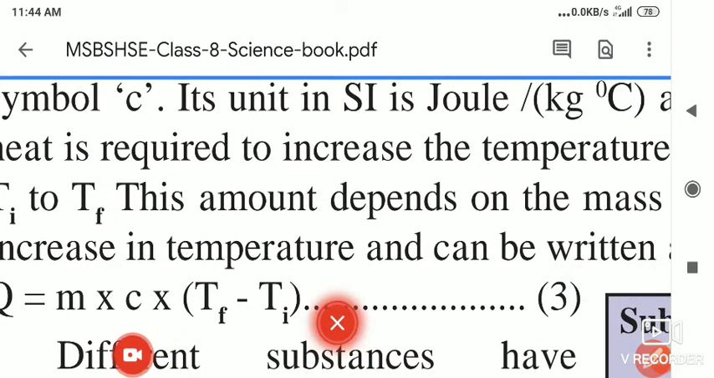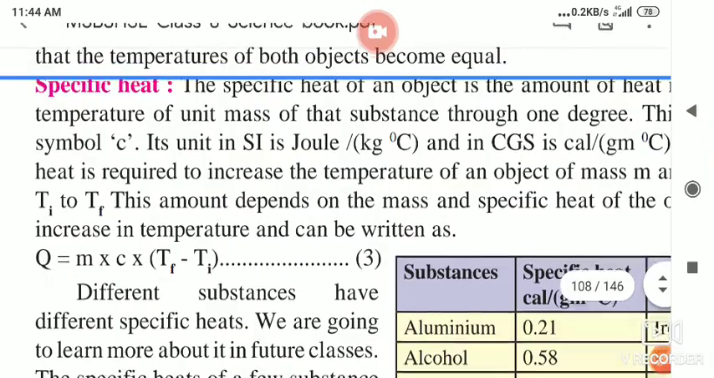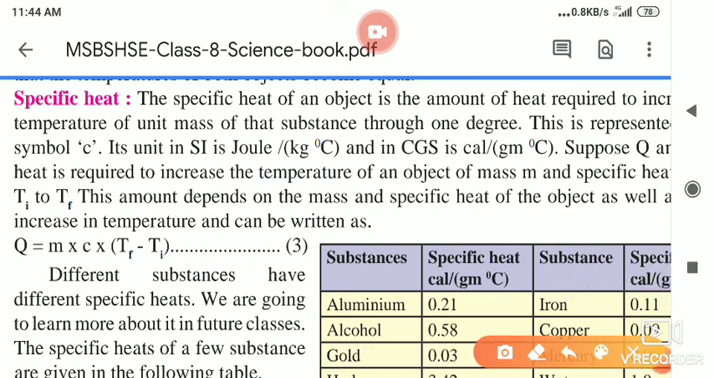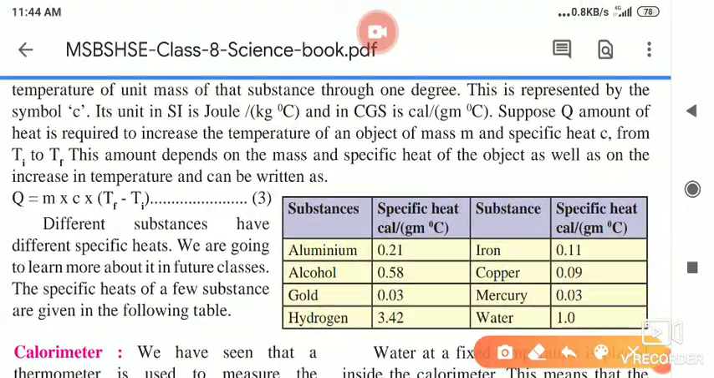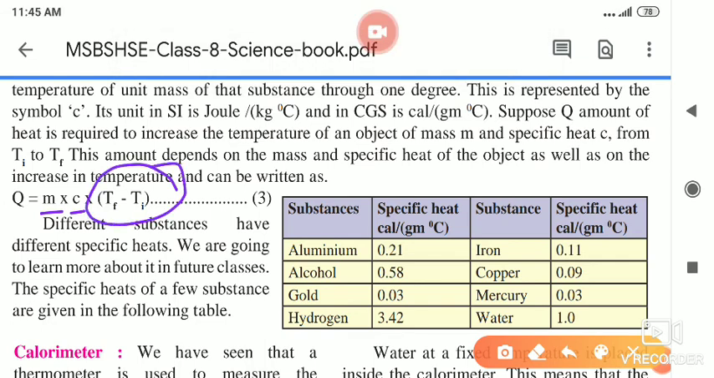This amount depends on the mass and the specific heat of the object, as well as the increase in temperature, and it can be written as: heat is equal to m, the mass, times c, the specific heat, times the change in temperature, that is T final minus T initial.